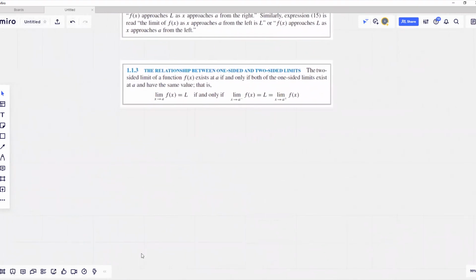Right now, a couple of words about limits at infinity.